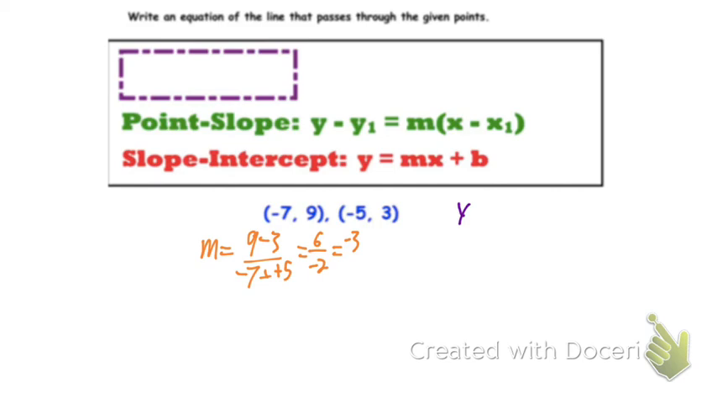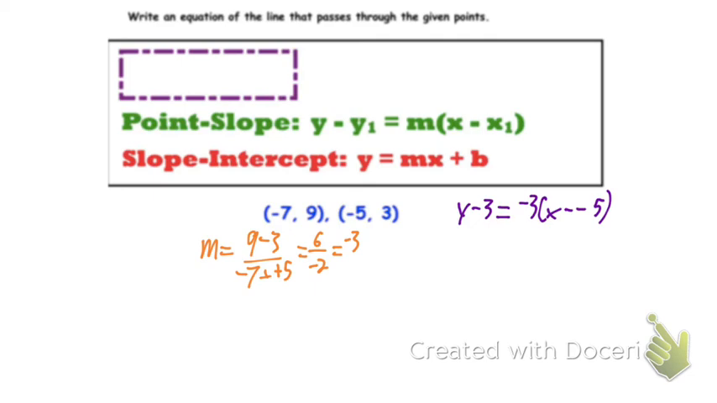Okay, go ahead. Y minus 3, equals, x minus negative 5. You forgot the negative 3 for the slope. Y minus 3 is equal to negative 3 times the quantity of x minus negative 5.